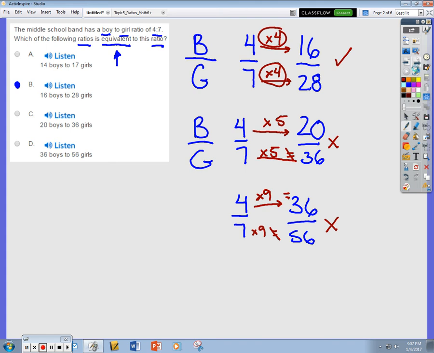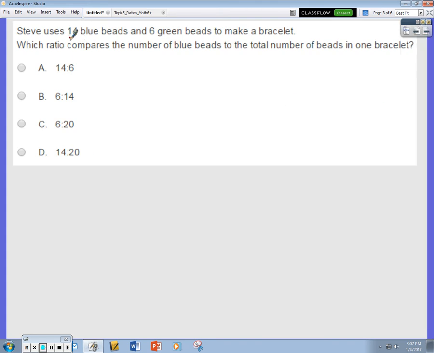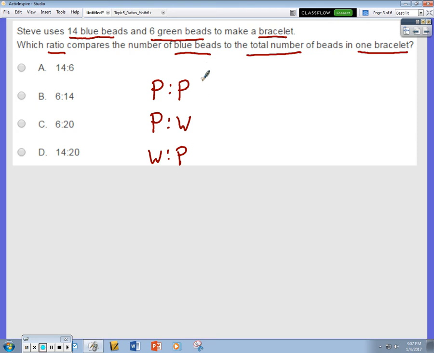All right? Let's take a look at the second question. Steve uses 14 blue beads and 6 green beads to make a bracelet. Which ratio compares the number of blue beads to the total number of beads in one bracelet? Okay, we talked about part-to-part ratios. We've also talked about part to whole, or the flip of that, whole to part. Here, they're talking about blue to total, so this is a part to whole ratio.